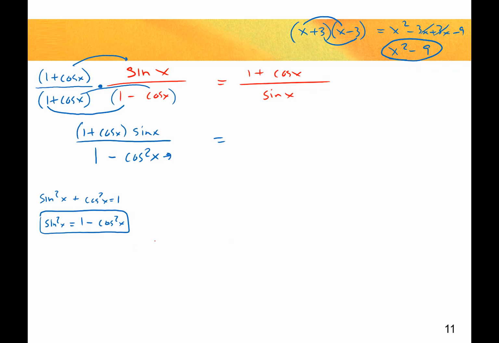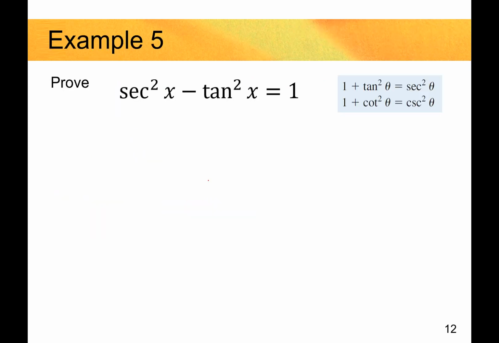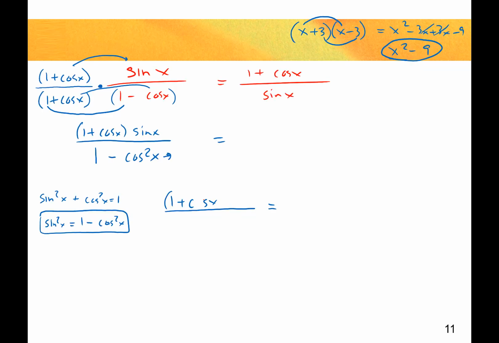So the top stays the same. Let me move it over here just so we can see things. So the top stays the same. It's 1 plus cosine of x. Sorry, my pen keeps on doing some funky stuff here. Times sine of x over, so here it is. Instead of writing 1 minus cosine squared x, we are going to write the equivalent form of sine squared x. And then we should see what's going to happen now.